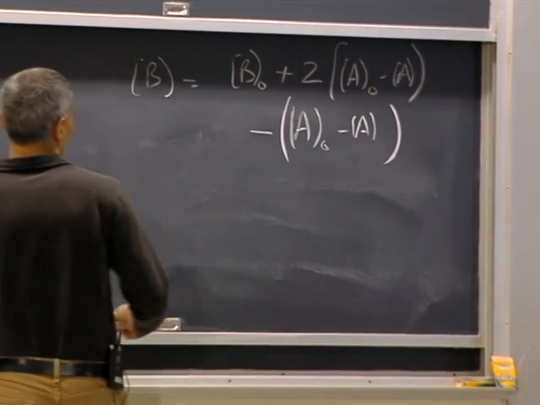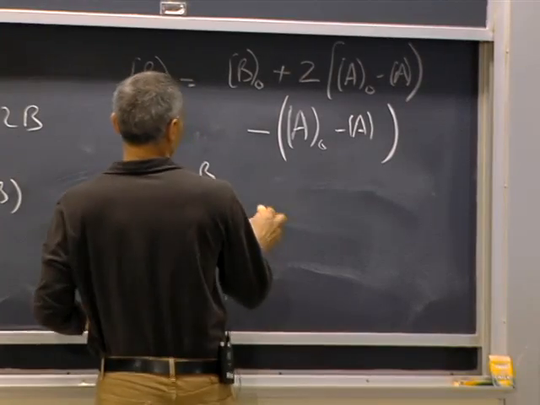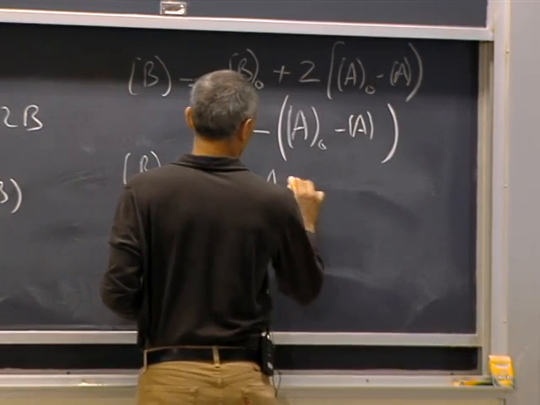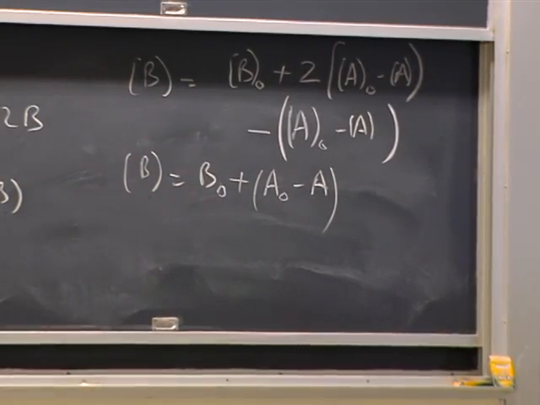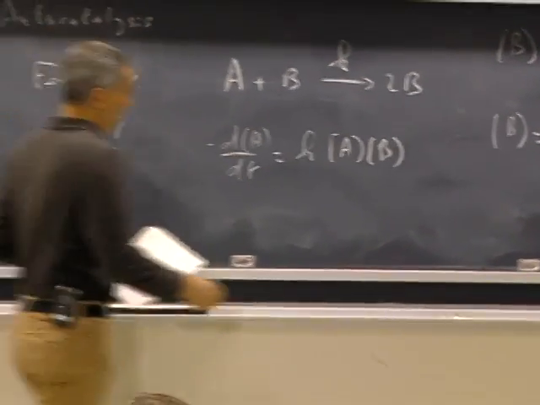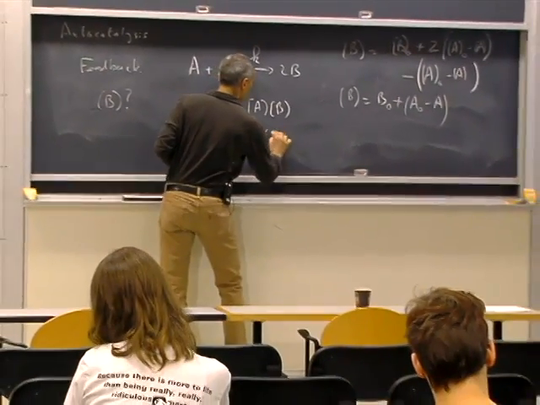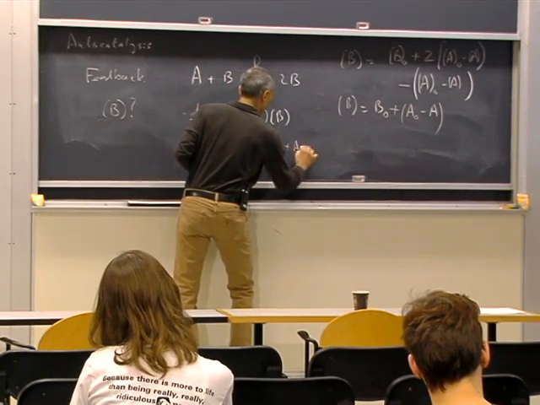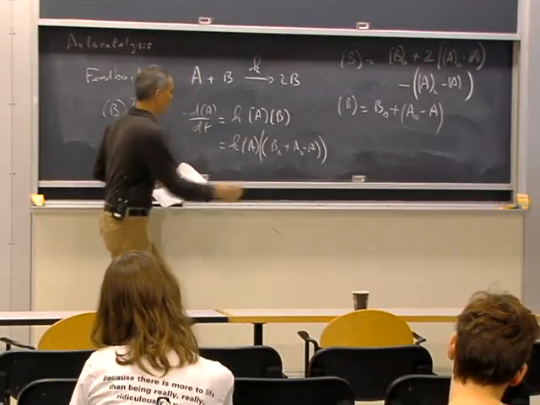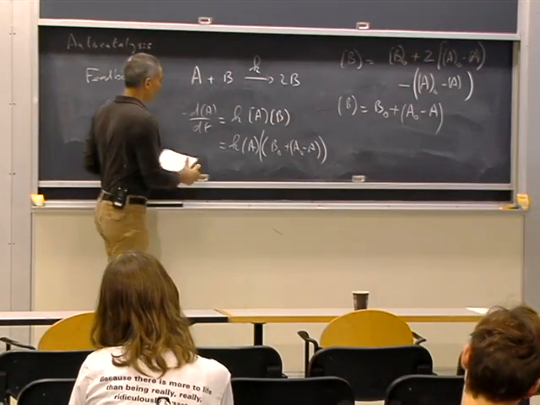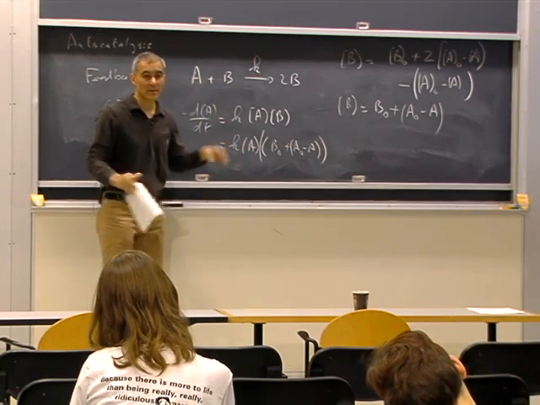Keep track of everything. So B then is just B. I'm going to drop those brackets. B naught plus A naught minus A. So you can plug that in here. And dA/dt is equal to K times A times B naught plus A naught minus A. And now you have a differential equation that only contains A and time. Okay? B naught is a constant.